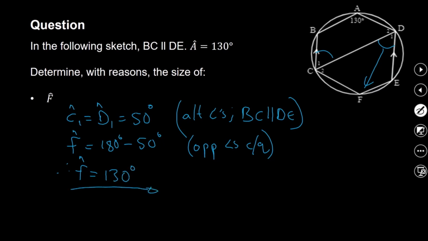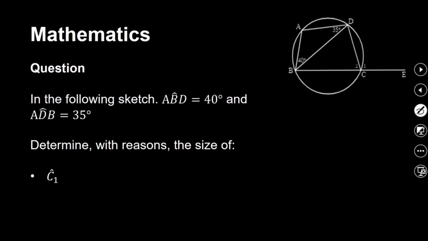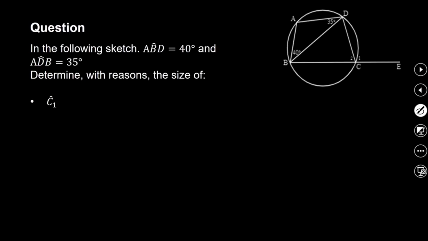I don't need a reason for that, guys. It's just math. I'm just subtracting 2 angles. Also, in the following sketch, ABD is given as 40 degrees and ADB is given as 35 degrees. We want to find, with reasons, the size of C1, right? So firstly, let me go to the next slide so that I have more space.